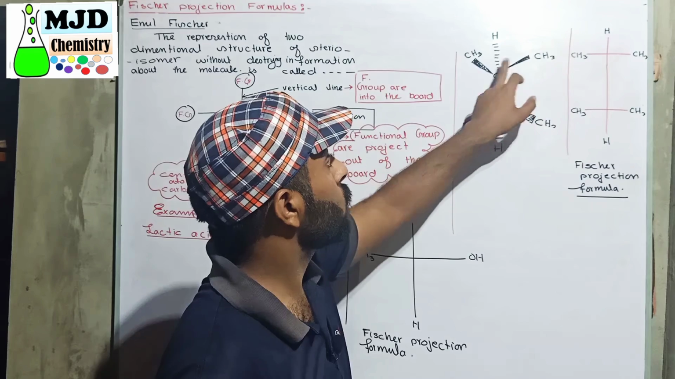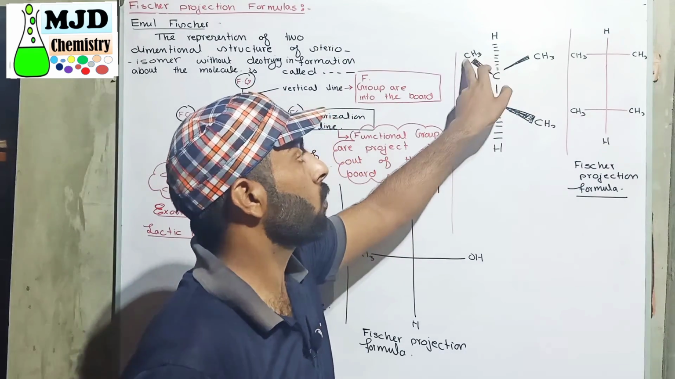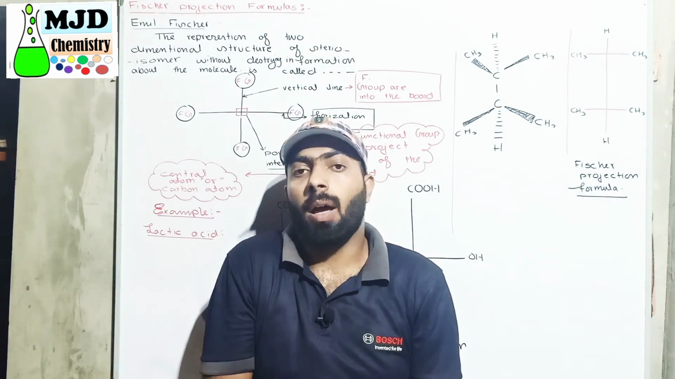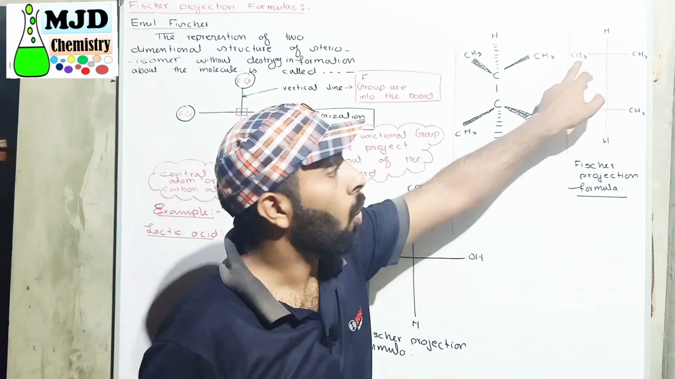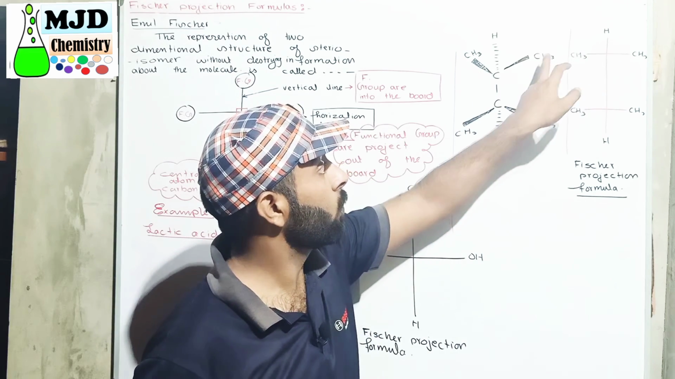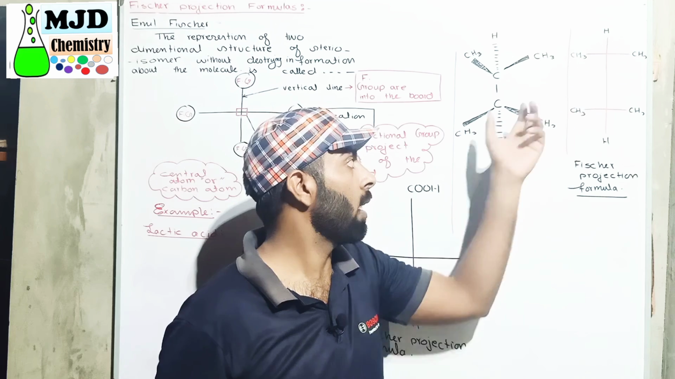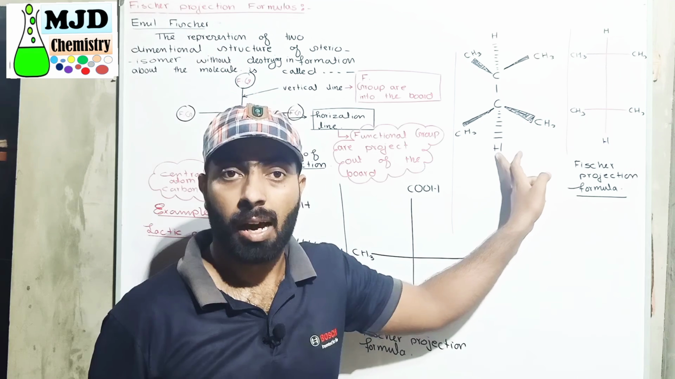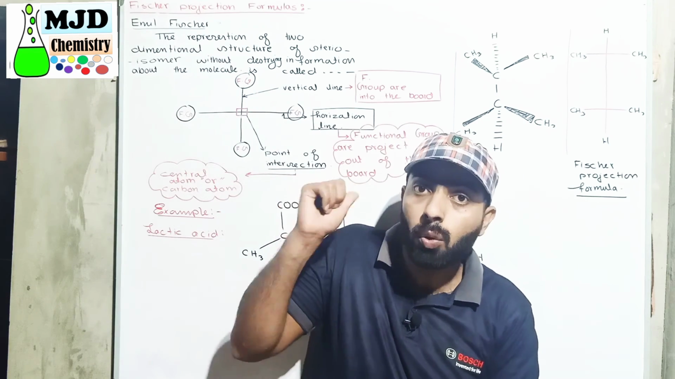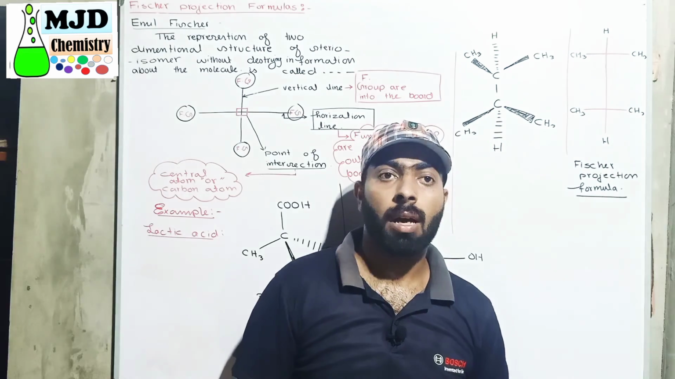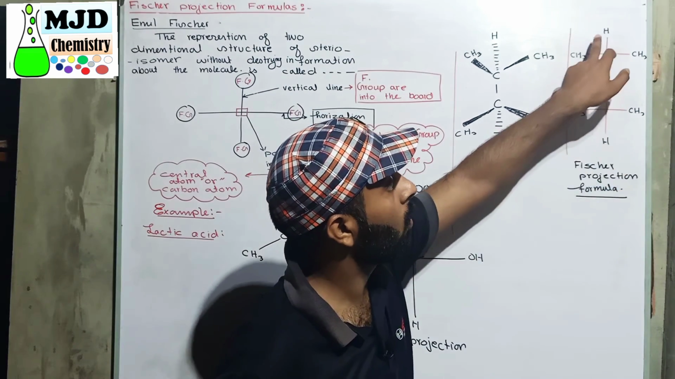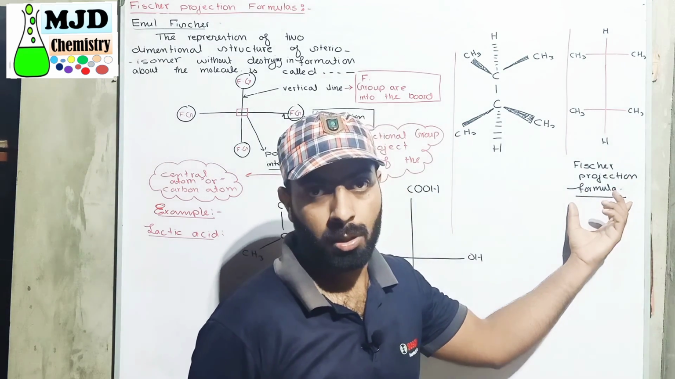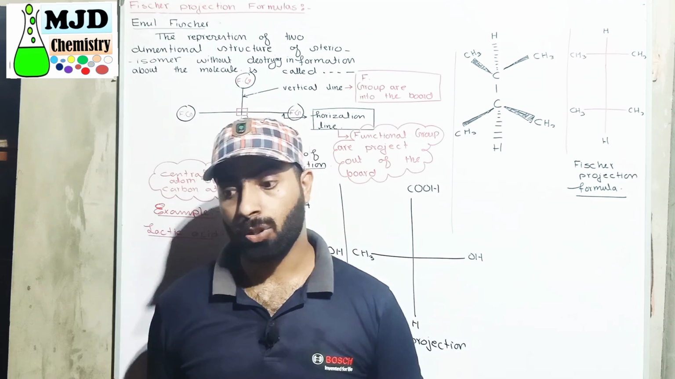Then these wedge lines represent that the functional group CH3, or methyl group, is projected out of the plane. And that's why we write this functional group on the horizontal line. This functional group is represented on the horizontal line, and this also is represented on the horizontal line. This dotted wedge line represents that the functional group is projected into the whiteboard, and that's why we write it on the vertical line. And this is the Fischer projection formula. That is all about Fischer projection formula.